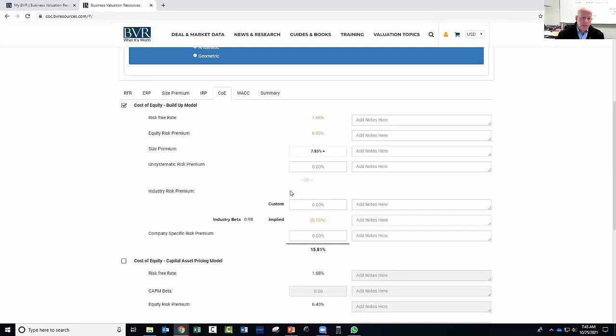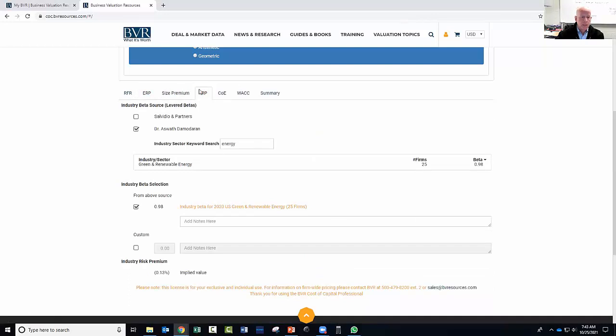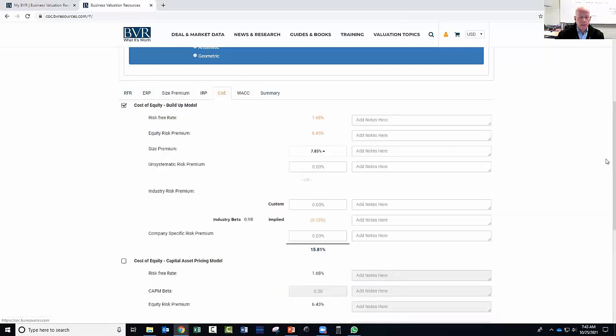If I want to use then an industry risk premium that is custom, that is specific just to the industry, not to the market as a whole, I can go ahead and customize that. I've already given it one, but I can go ahead and use another. I've already selected an industry beta based upon my selection of firms under IRP. But now I want to think about, is there anything more? And I can use the company-specific risk premium as something more.